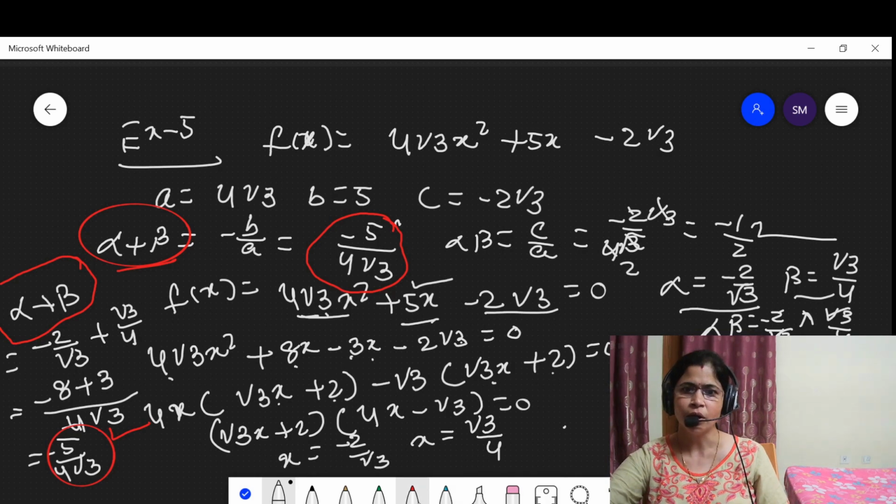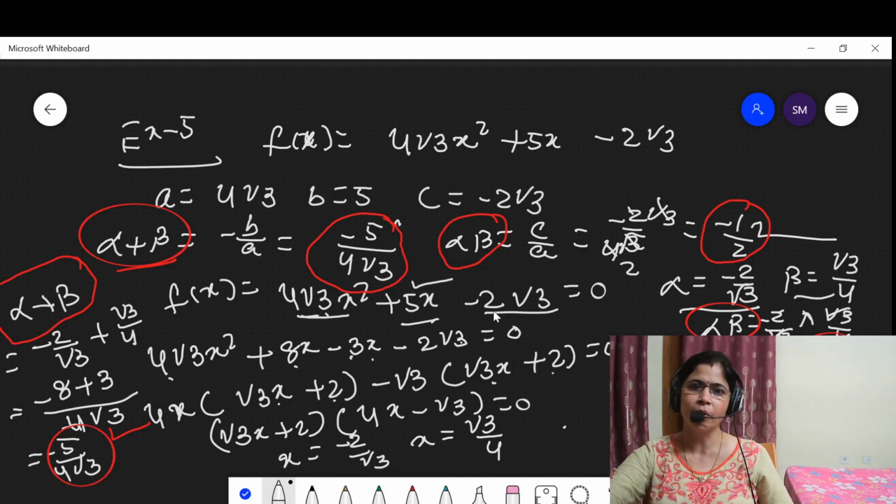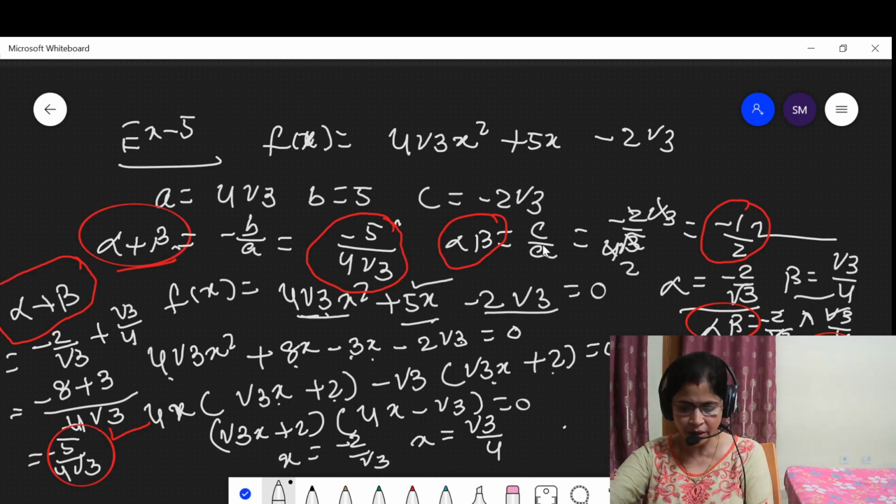Here also, look here. This is minus 1 upon 2, alpha into beta. Here also, by putting the value of alpha and beta, we get alpha into beta is minus 1 upon 2. Hence we verified the relationship between the two zeros, alpha plus beta and alpha into beta, very easily. Now let us solve some more questions.